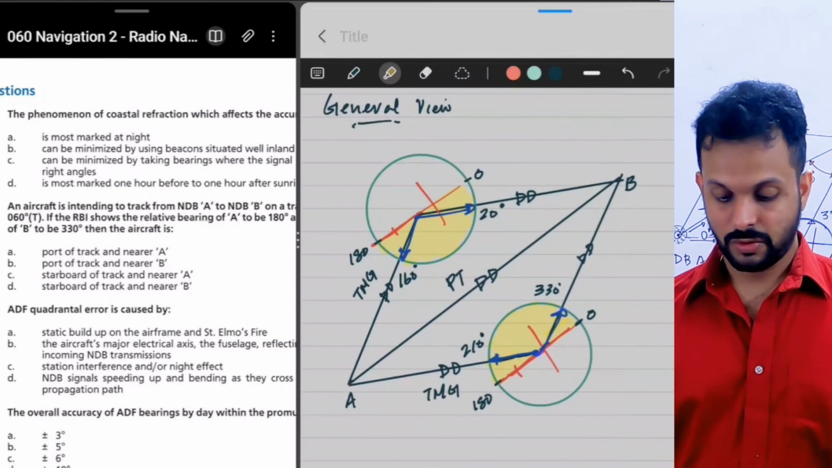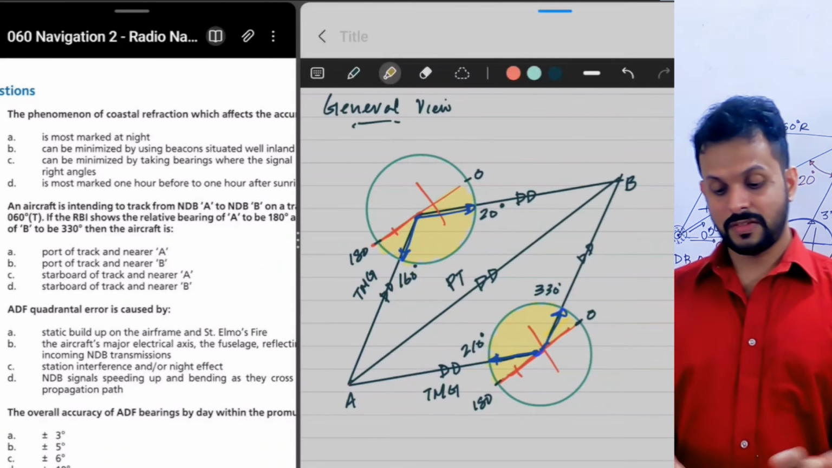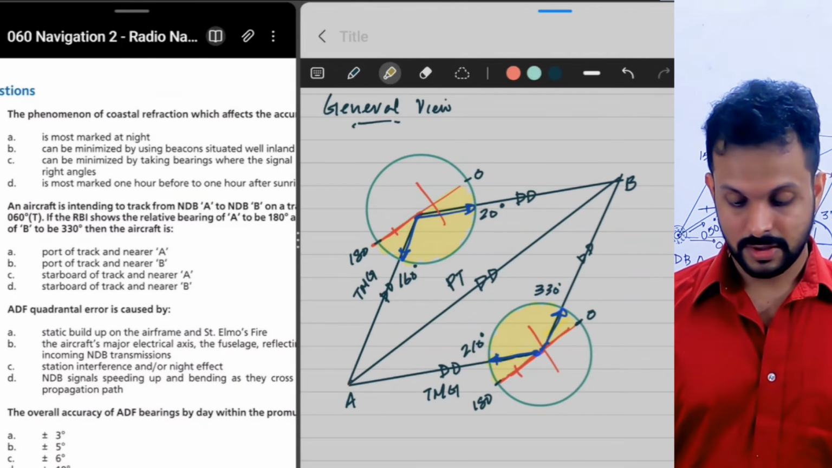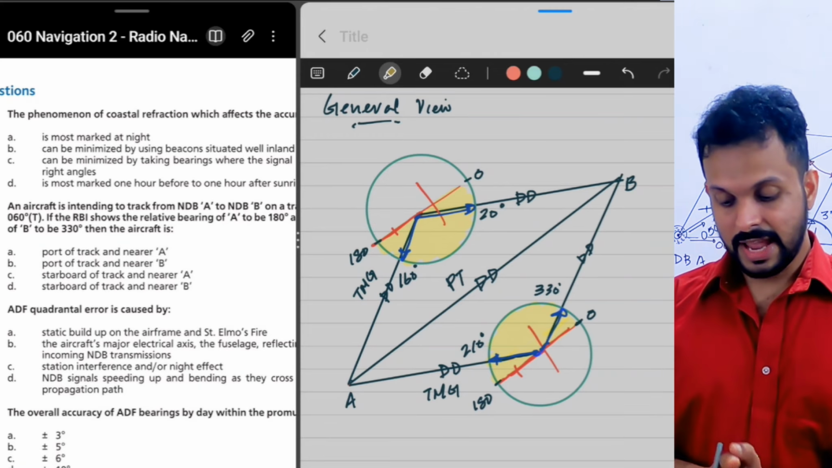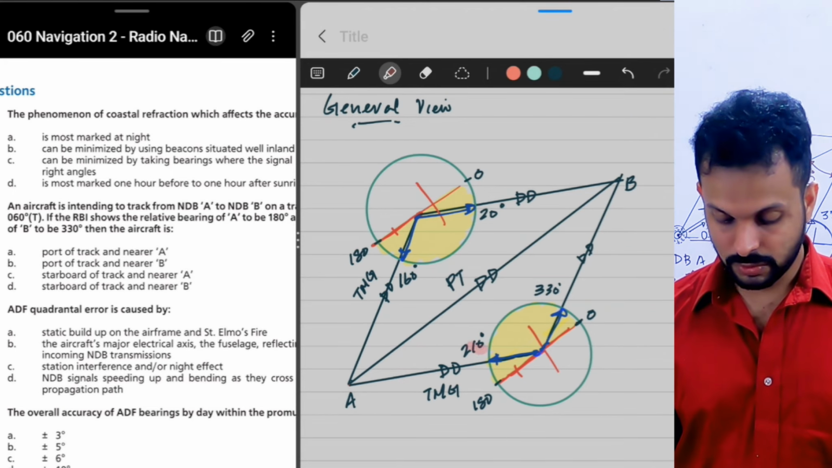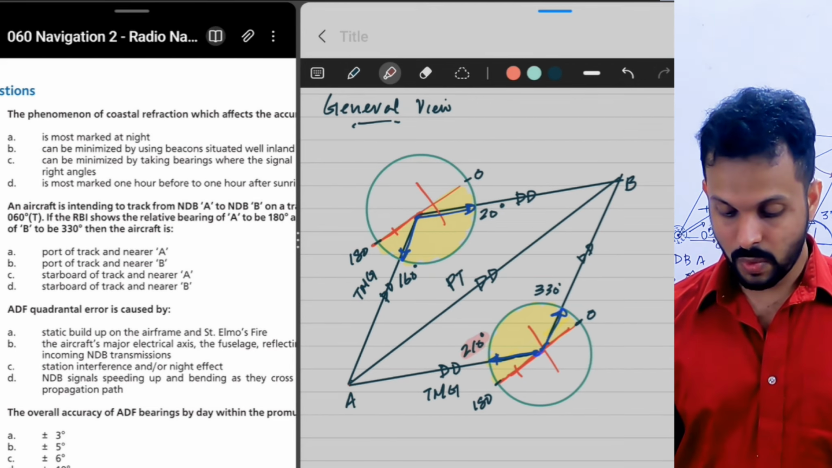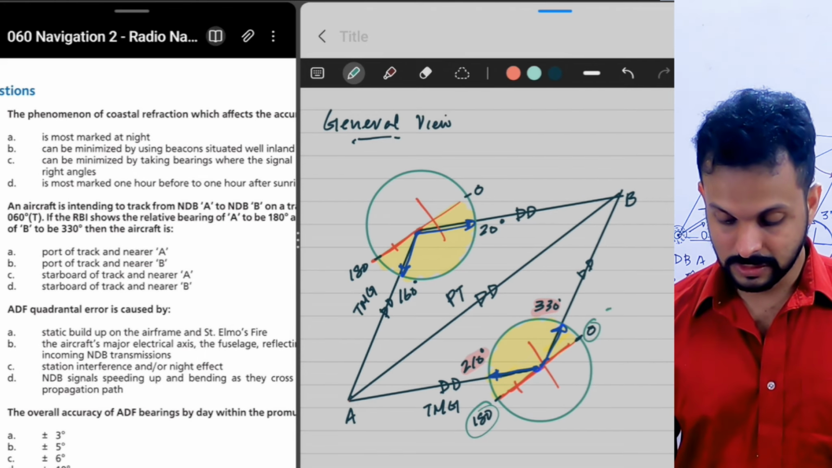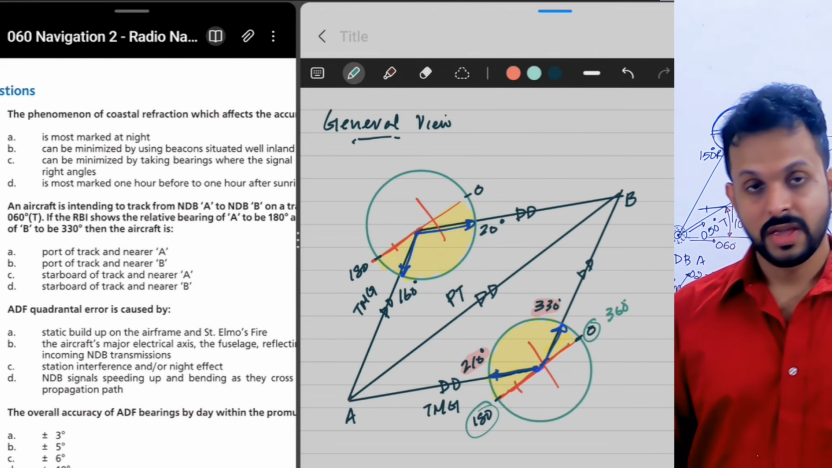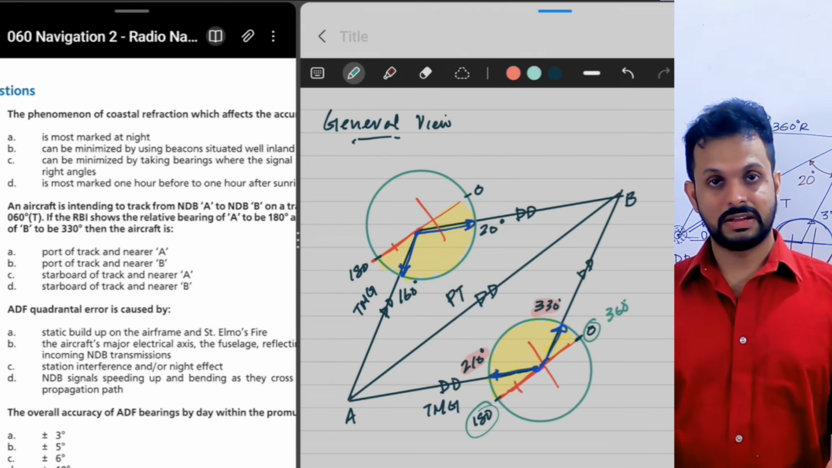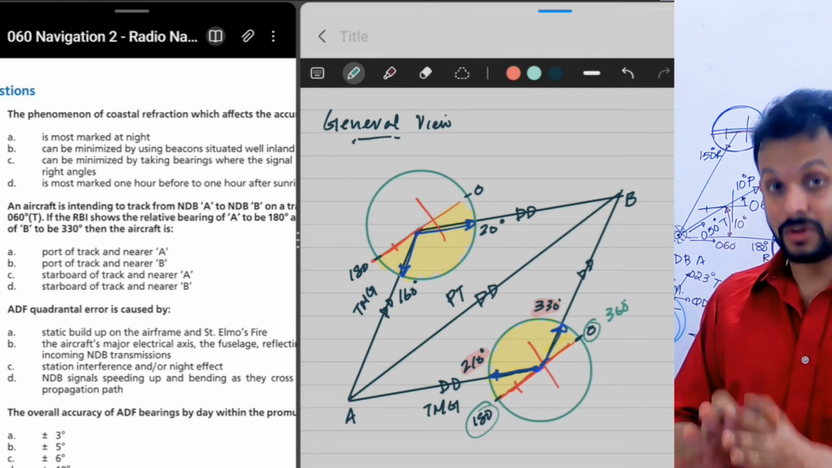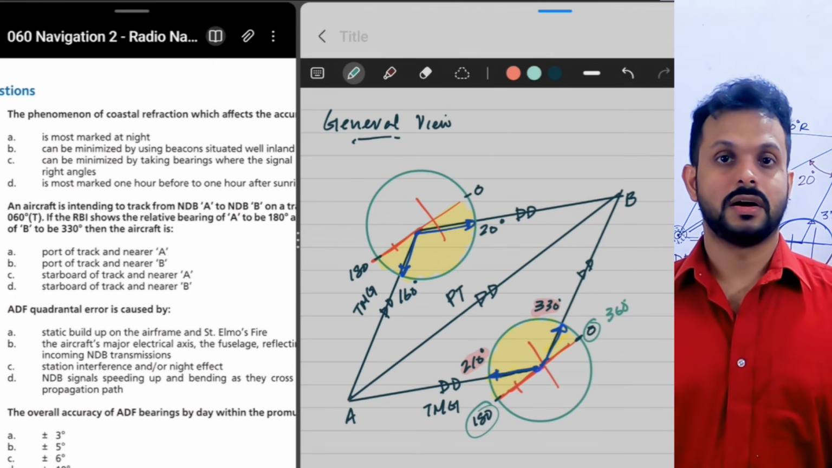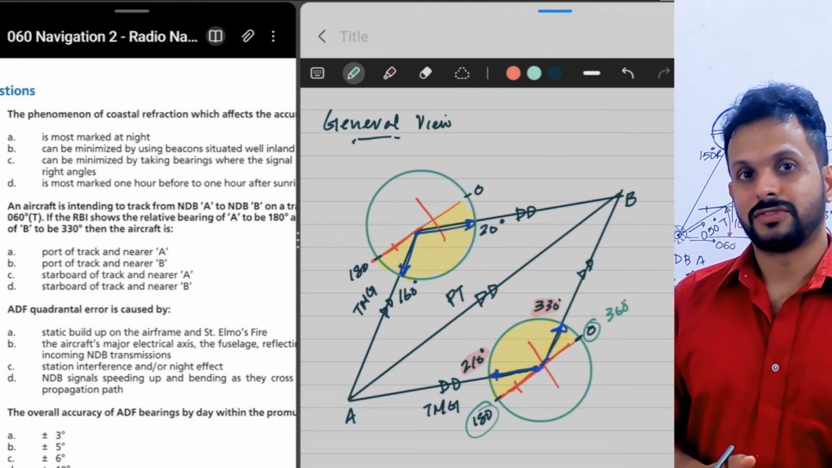Perfect. So what you see here is when the aircraft is to the right of the track, then the ADF is indicating values which are anywhere between 180 and 360. So 180 is right here, 360 or 0 degrees is right here. If the value is anywhere between 180 degrees and 360 degrees, excluding both 180 and 360, then the aircraft is to the right of the track.